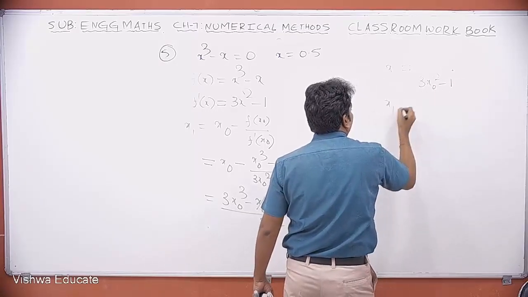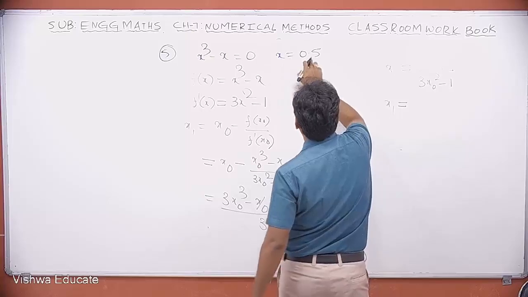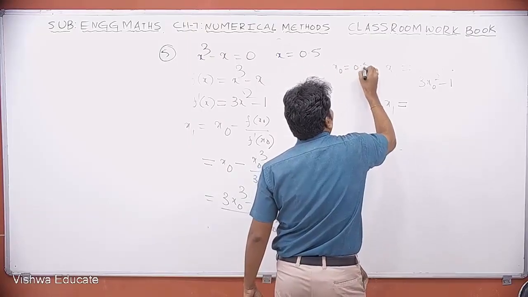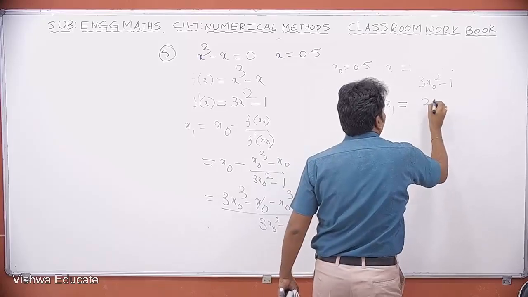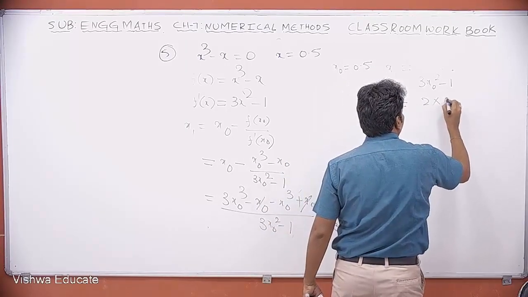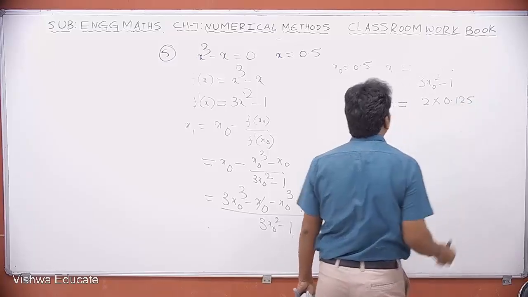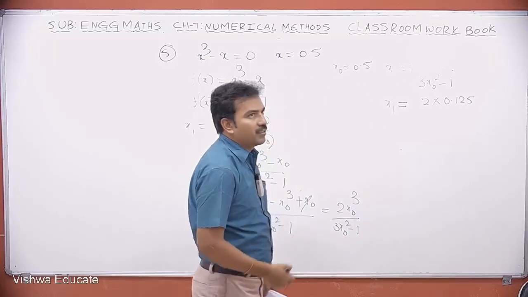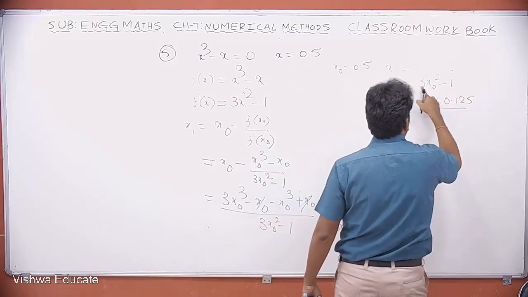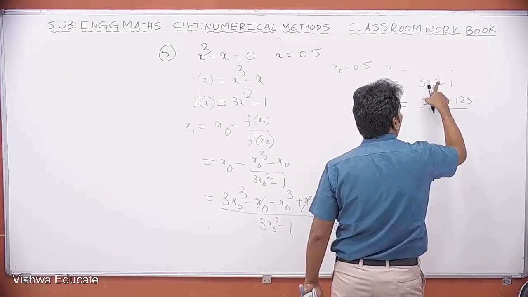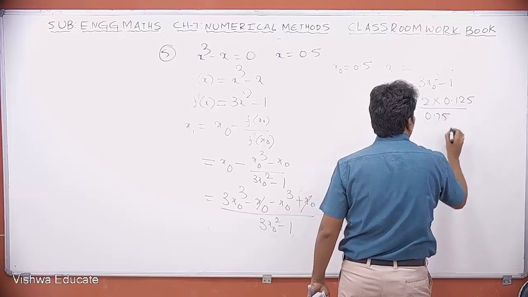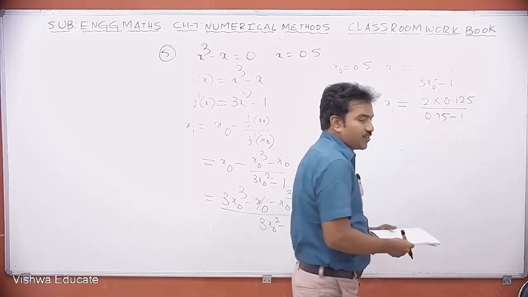Now let us find x1 value by using x naught 0.5. This is x naught initial approximation. So this is 2 times 0.5 whole cube. So I think this is 0.125. So 5 into 5 into 5, 125 into 1000. So 0.125 divided by 3 into 0.5 whole square. 0.5 whole square is 0.25. So this is 0.75 minus 1. Let us simplify this.